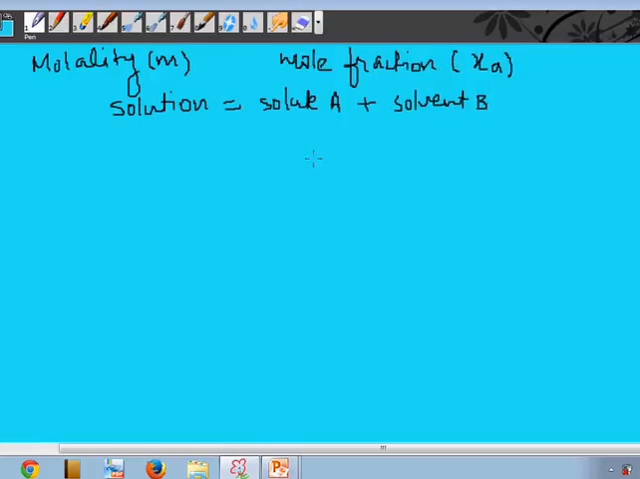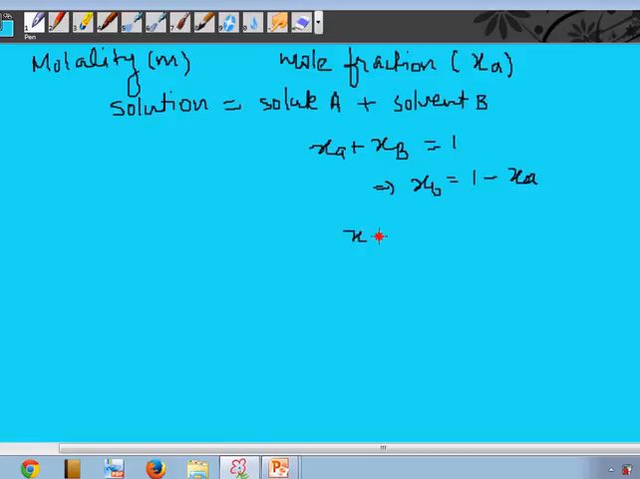So one thing, if I have XA, I also have XB. You have to remember that. XA plus XB, the sum of mole fractions, is always equal to 1. So this implies XB is equal to 1 minus XA. So if I have XA, I also have XB. So I have mole fractions XA and XB.